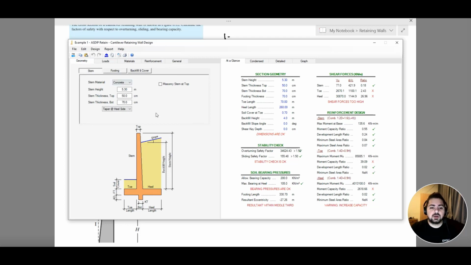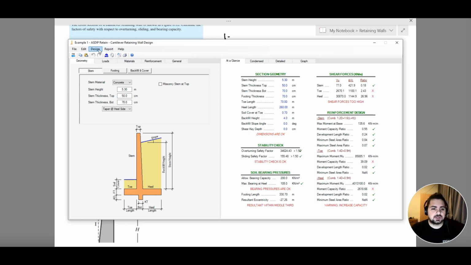Now, once you are inputting your values here, the software will automatically calculate the stability checks or any checks that you have on this right side. This section is separated into several parts. You have the section geometry and your stability checks; we said we have overturning and sliding. Then the soil bearing pressure and the shear forces. Of course, if your criteria is satisfied, you get a check here. If it is not, then you will get an X.